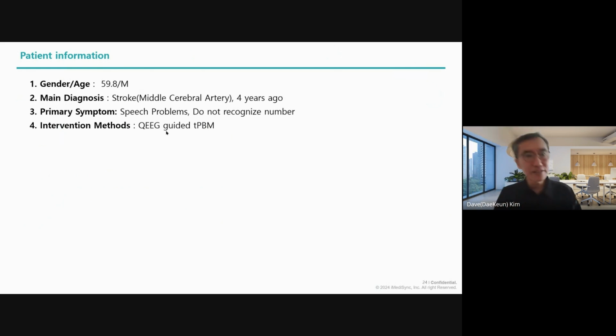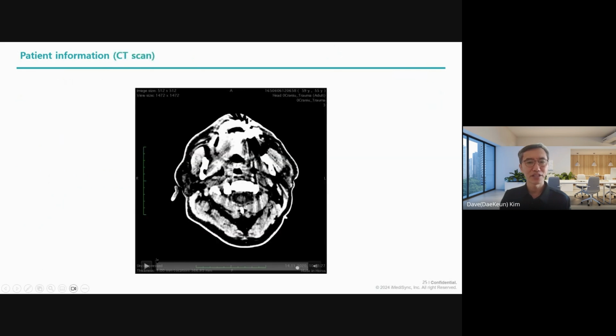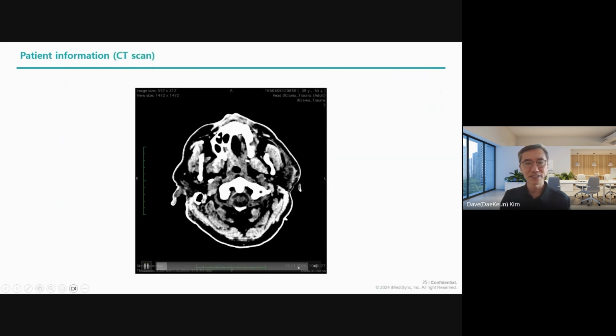The patient is a 60-year-old male who had a middle cerebral artery stroke 4 years ago. His basic symptom is a speech problem, and he also cannot recognize numbers. This is a quiz-guided PBM approach. And here is his CT scan.